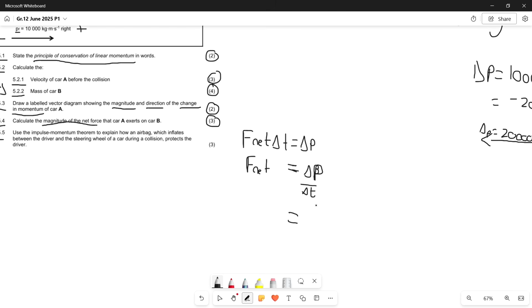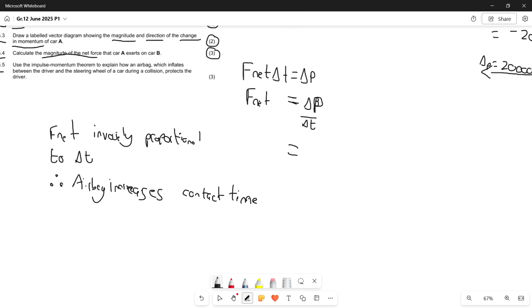So the bigger the number we have at the bottom, if we increase the time, the smaller the force applied, which means there is less impact, less force on the driver, and therefore less damage done to the driver. So all that we need to know is that our F net is inversely proportional to delta t. Therefore, the airbag increases contact time and therefore decreases the F net.